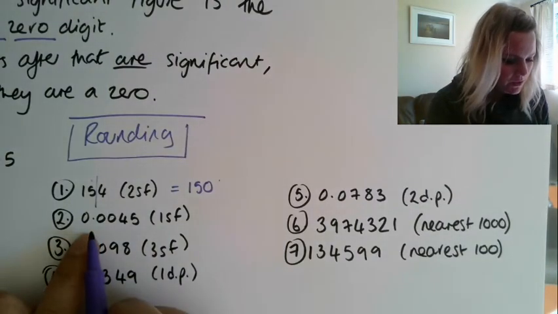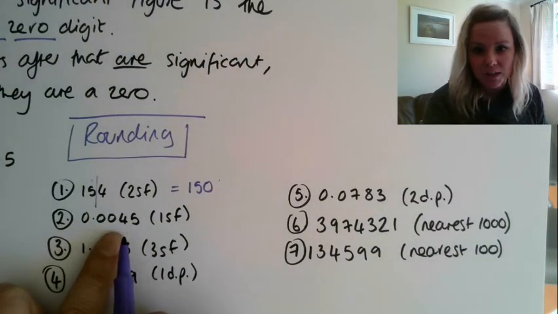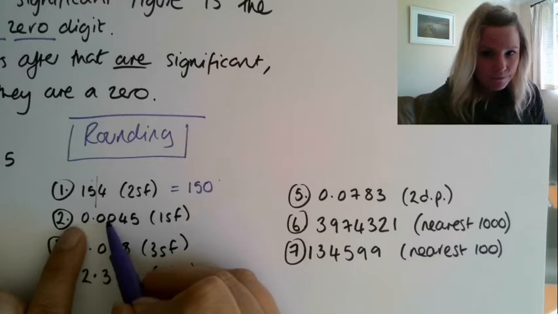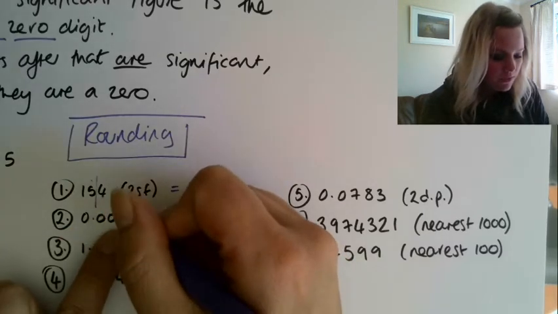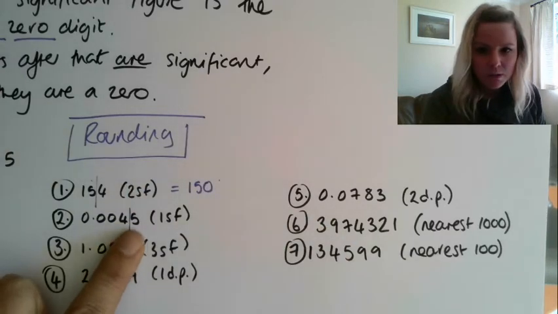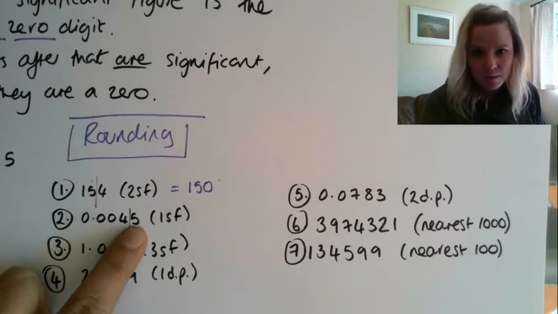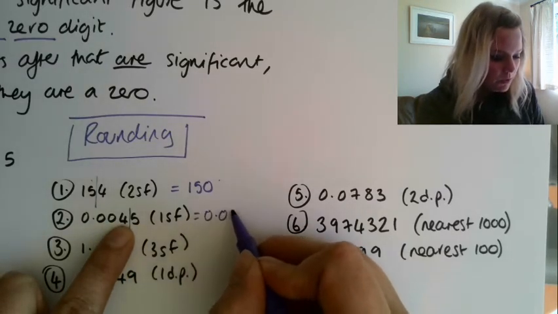Okay, so question 2 is 0.0045 to one significant figure. So we have to locate the first significant figure, and because these are all zeros, the first one is the first non-zero digit, so the 4 is the first significant figure. We look at the number afterwards and see whether that rounds up or down. Because it's a 5, this is going to round up, so this is going to become 0.005.